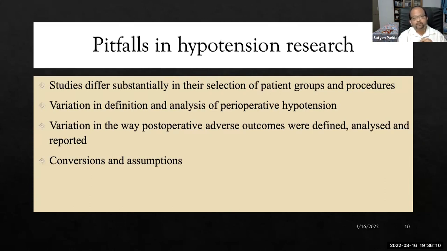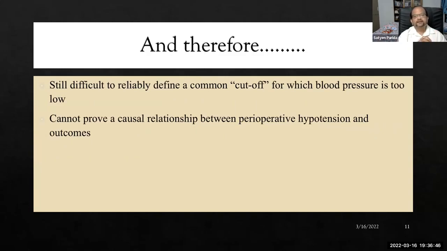And then, of course, there is the problem of a non-uniform definition of perioperative hypotension, which we have already talked about. And finally, even the postoperative adverse outcomes have been defined, analyzed, and reported in variable ways. And a result of all this heterogeneity in the evidence base means that authors often have to resort to various conversions and assumptions in order to be able to merge the definitions of perioperative hypotension as well as the strengths of associations in order to represent the data in a qualitative manner. And the fallout of all this is that it's extremely difficult to actually point out a particular cutoff of blood pressure and say this is the blood pressure that all clinicians need to target, below which patients might be harmed.